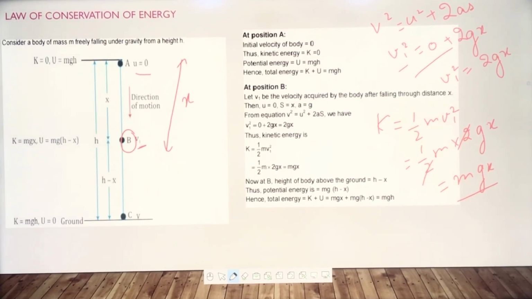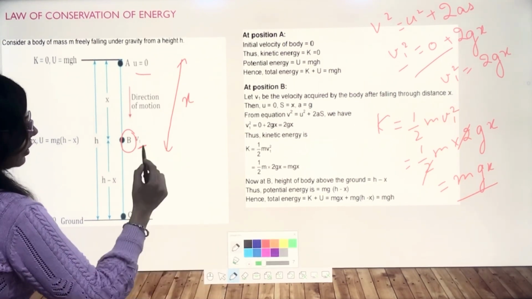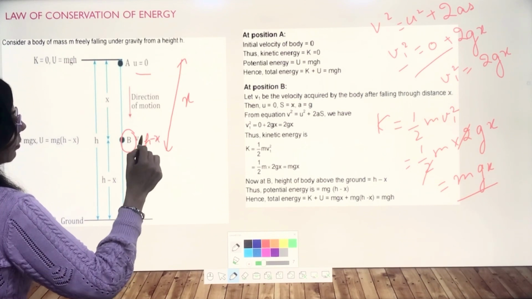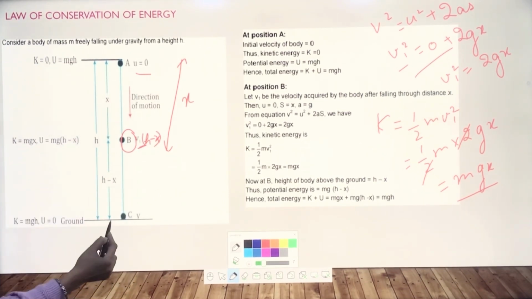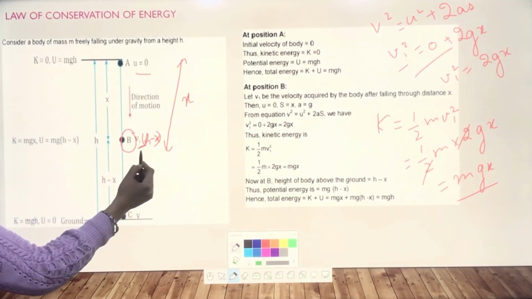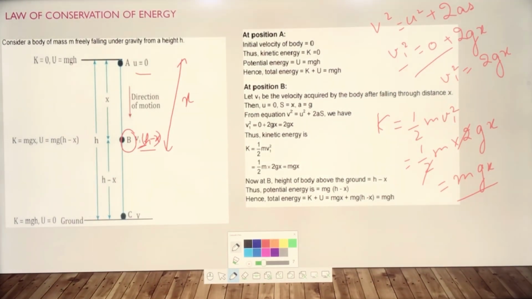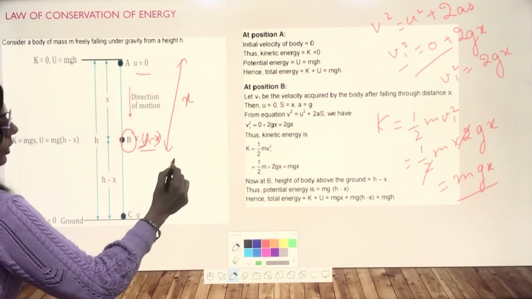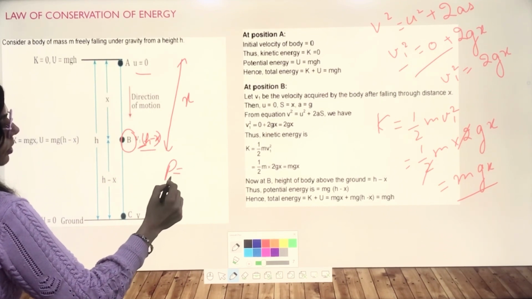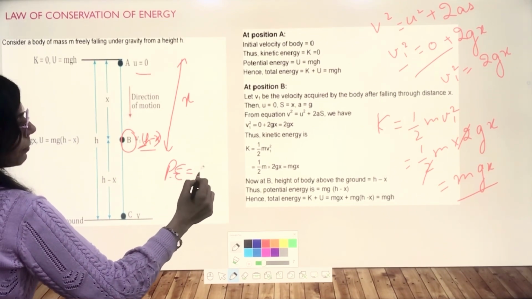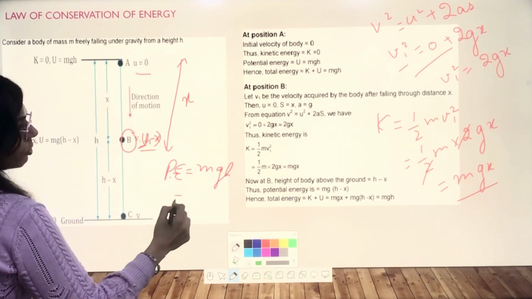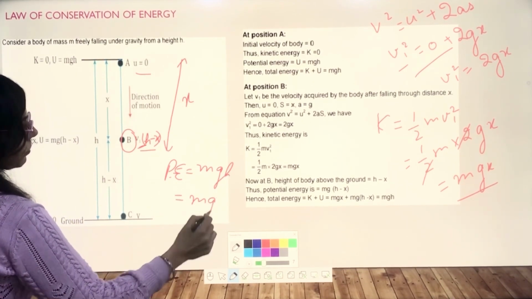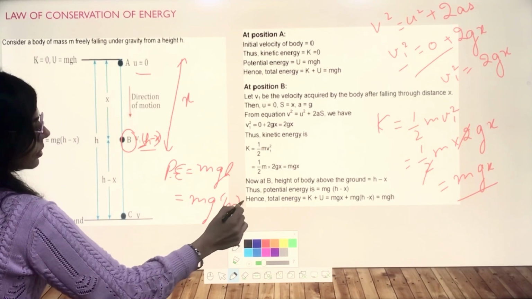Now at point B, the height of the body above the ground is obviously h minus x, because the whole height is h and the distance x is covered. So the height here will be h minus x. And potential energy, obviously we know, is mgh, and here we will take mg(h minus x).